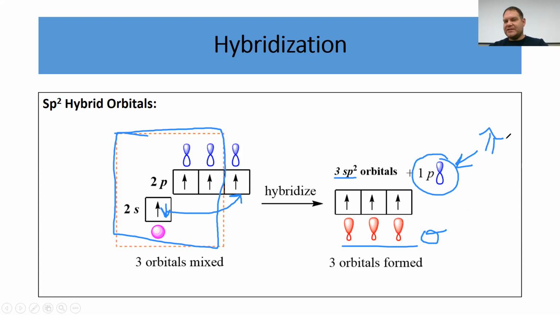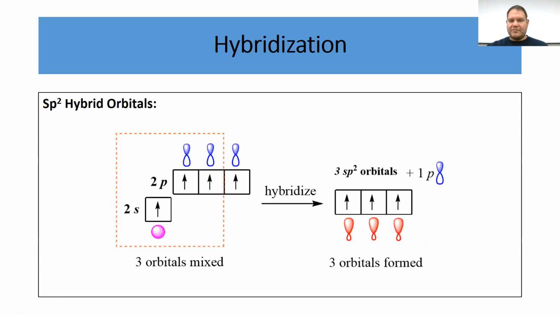Which of course pi bonding is found when we create a double bond, right? Because remember, a double bond is made up of 1 sigma and 1 pi. And so we can actually combine one of these sp2 hybrid orbitals and the p orbital, and that could be our double bond that we make out of that. Okay.